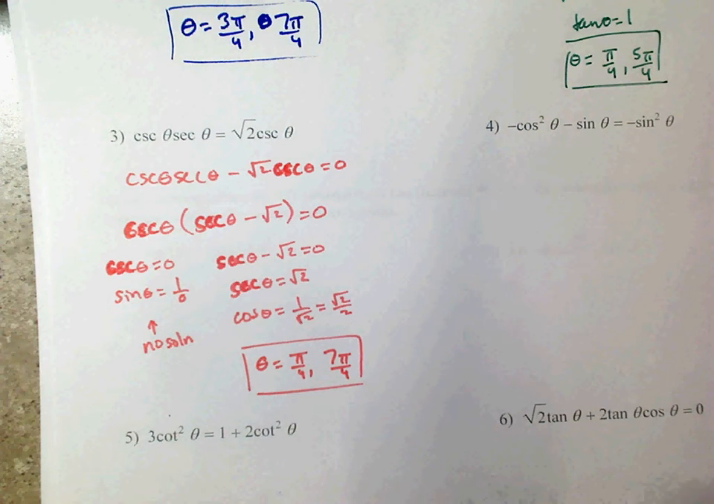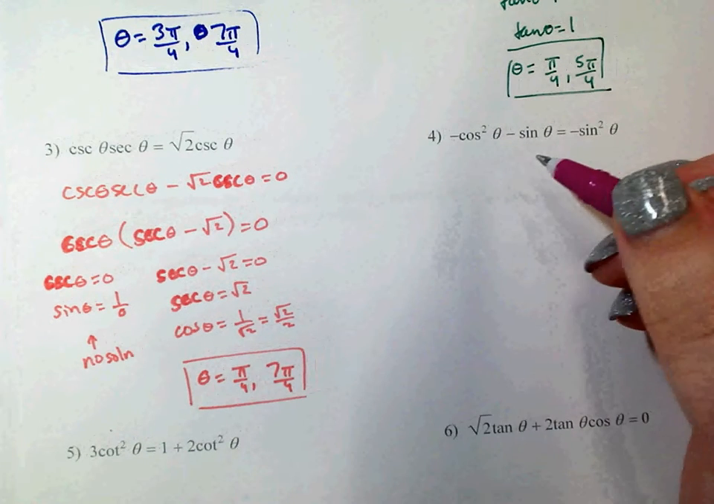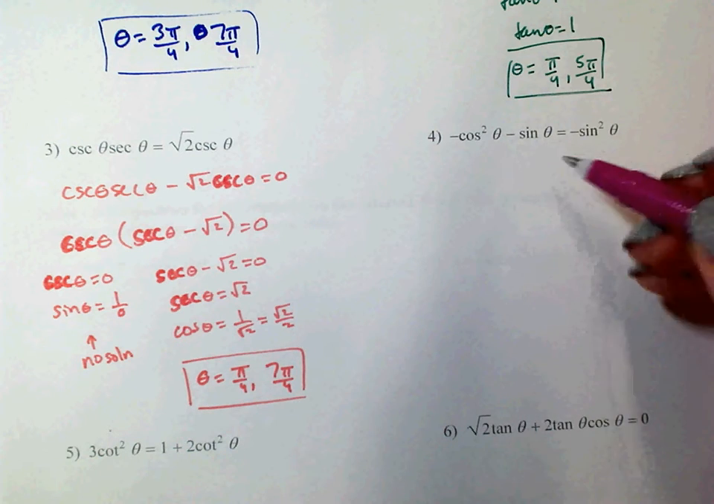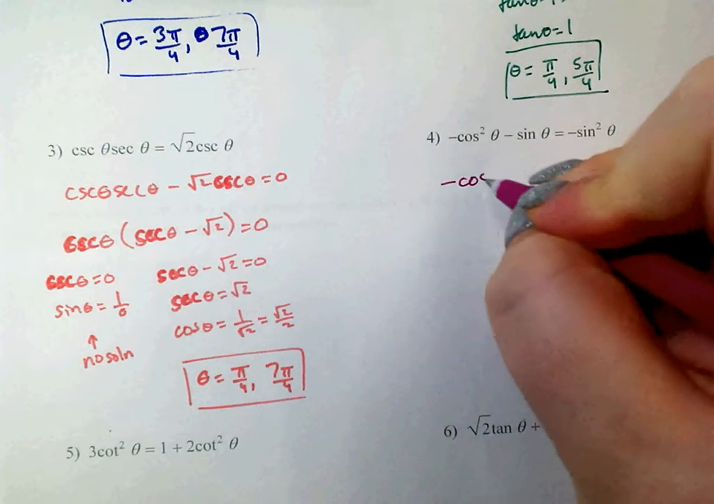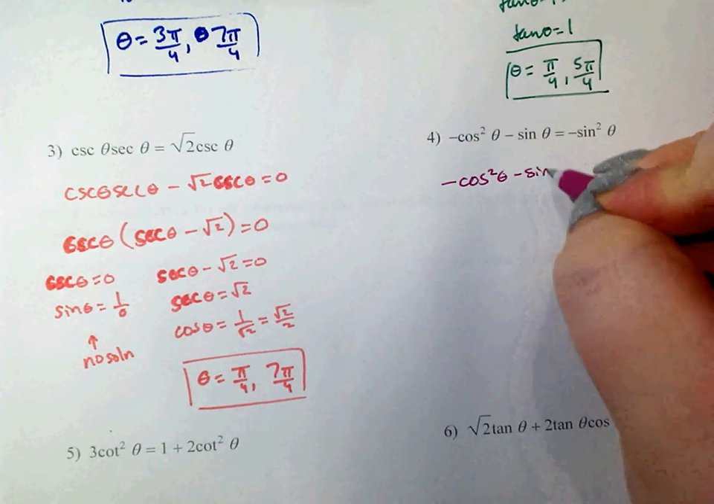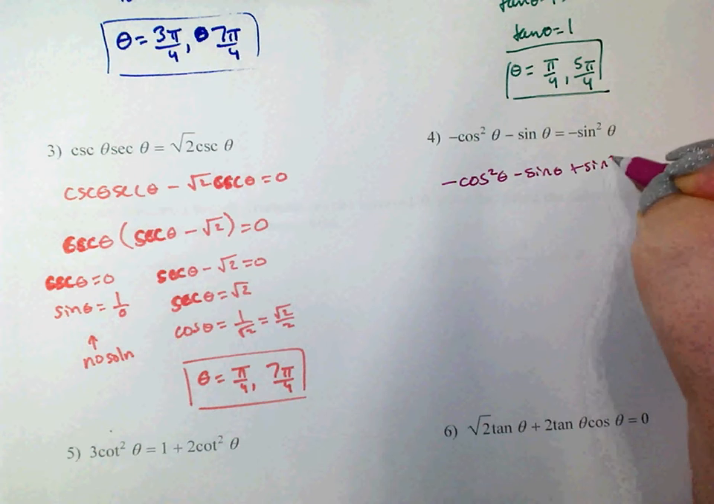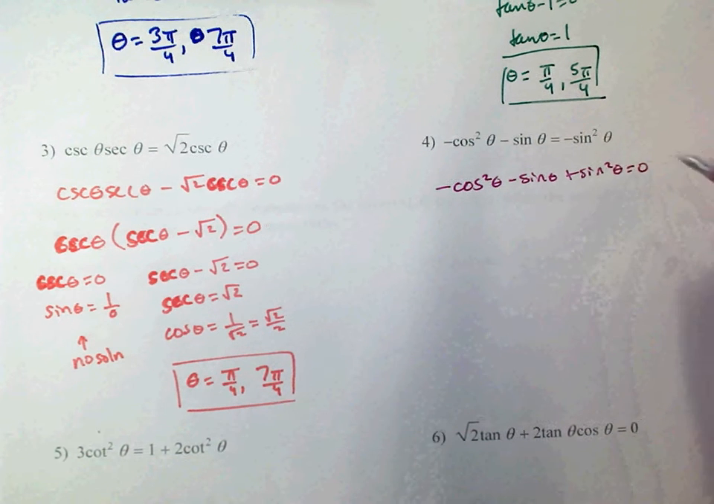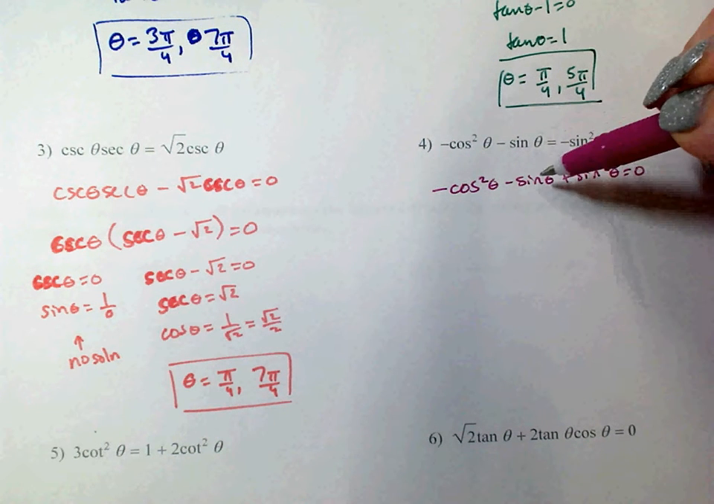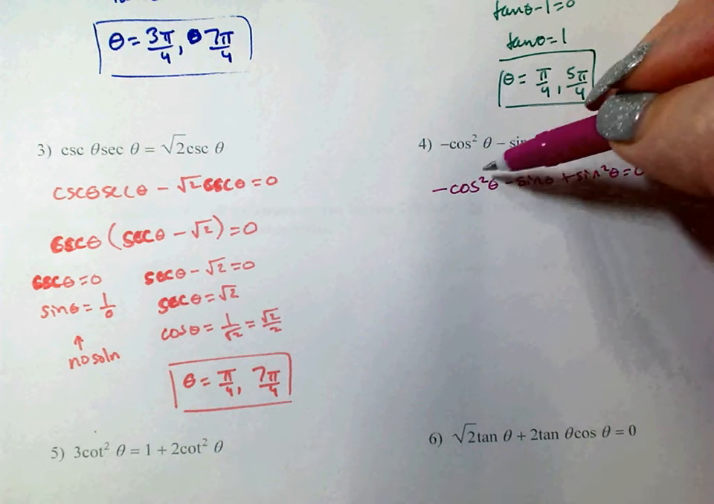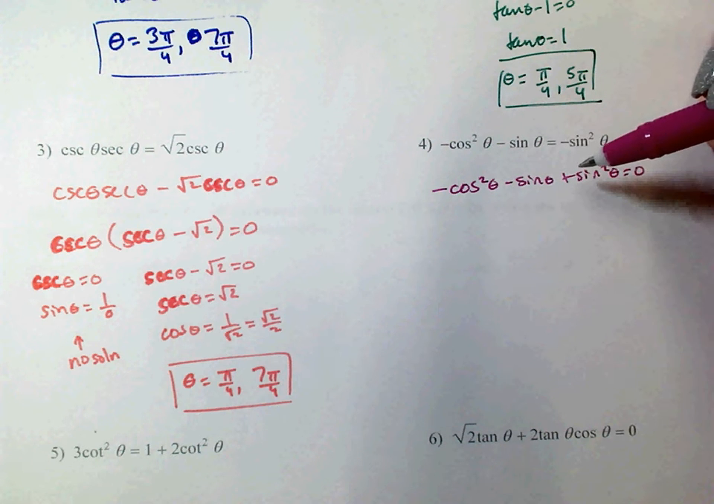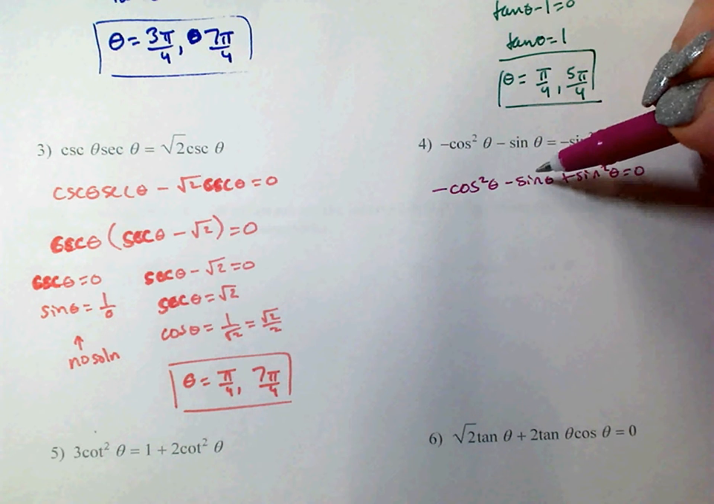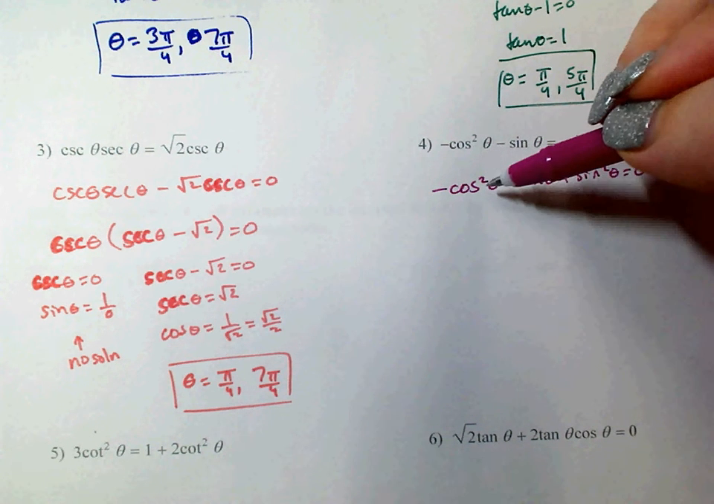Number 4. All right, I've got cosine squared, sine, and sine squared. So I'm going to get everything on the same side first. Negative cosine squared theta minus sine theta plus sine squared theta. And then I'm going to think about this. Whichever term is linear is the one that I have to make sure that the rest are in terms of.